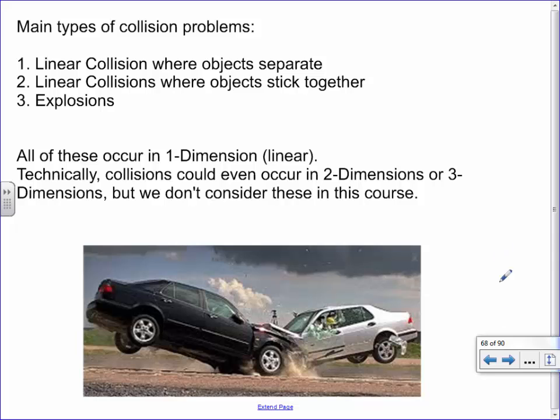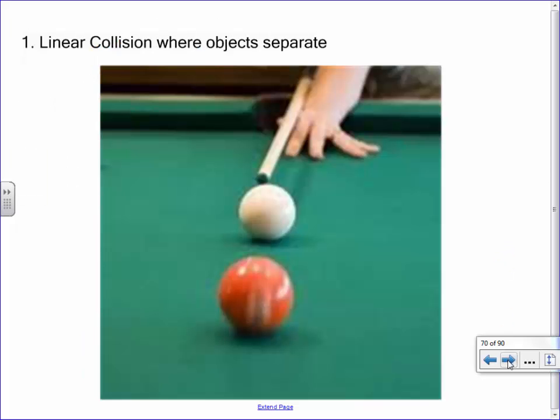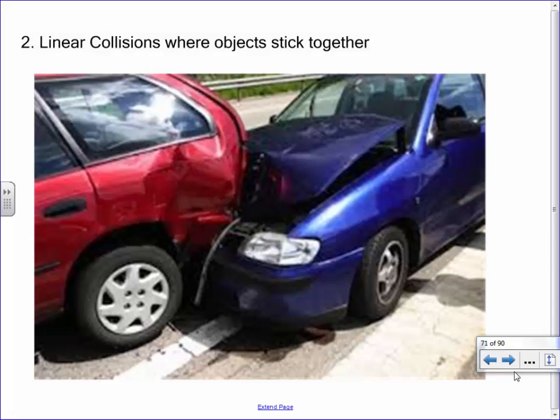I've got a picture if you guys want to flip to the next couple of slides, just some examples of these. This would be a good example of the linear collision where objects separate. You hit one pool ball into the other pool ball and they separate. Whereas the car crash in the photo below it would be a good example of objects sticking together. If you were to accidentally rear-end somebody, your car crumples into the back of their car, and they're really stuck together.